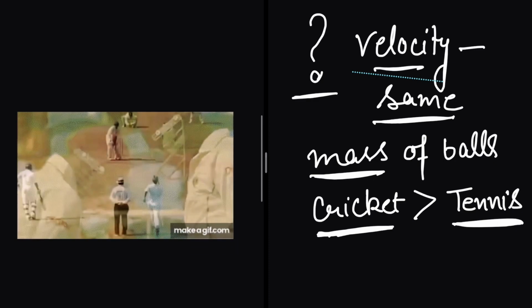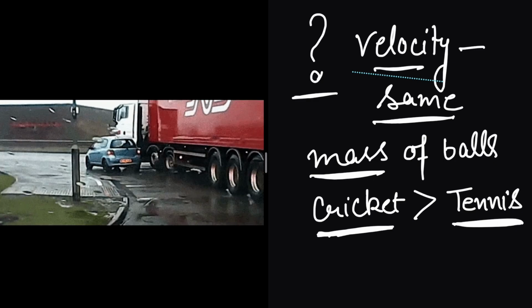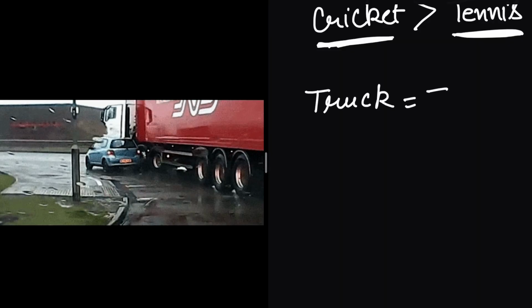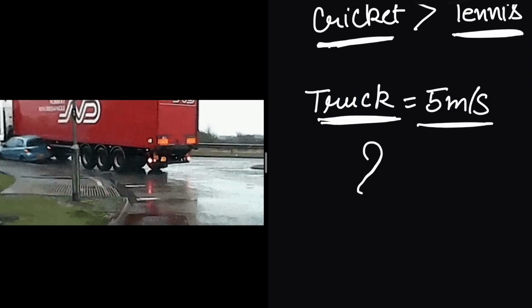Let's move to the next example. What do we have in the next example here, students? Now this is a truck which is moving with a very low speed. Suppose the speed of the truck is 5 meters per second. It is very low, but this truck may kill a person who comes in its way. Why? The speed is very low. Then why will the impact of motion be more?